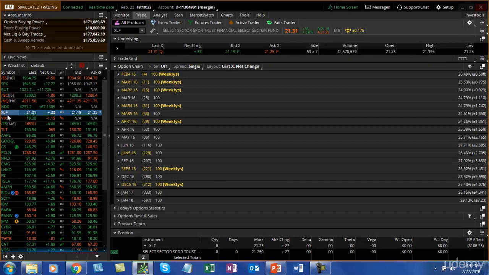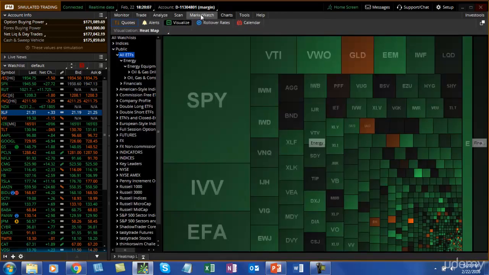Just like you have stocks, all these ETFs are just like stocks. So you can buy them, you can sell them, you can short them. The good thing is all these ETFs, they also have options on them, and therefore this makes it a very, very attractive asset class. So I want to come to the Market Watch.